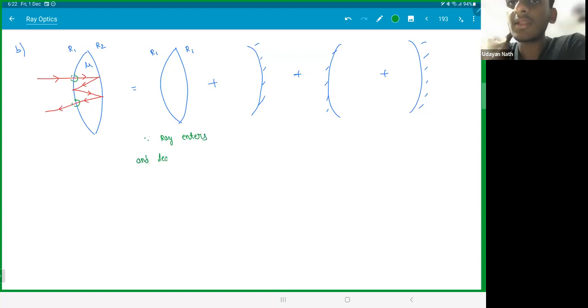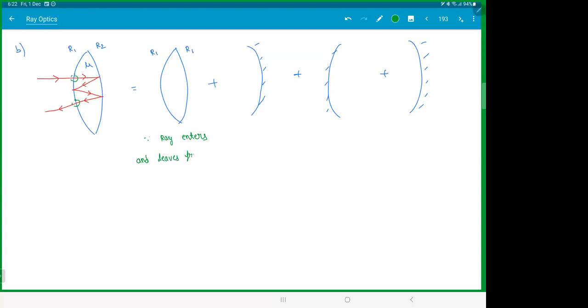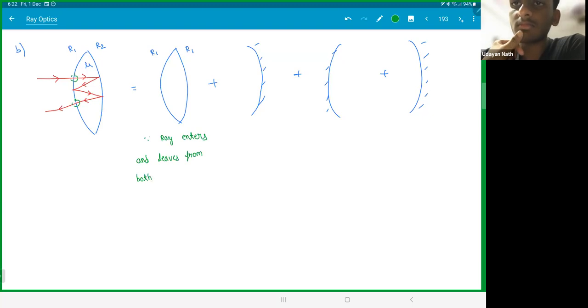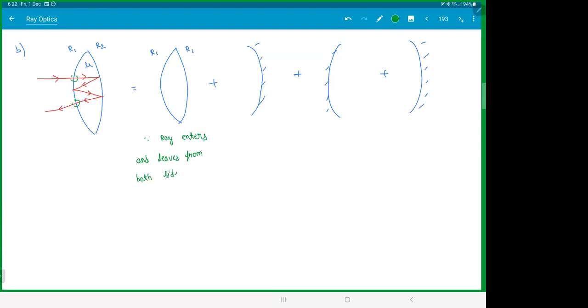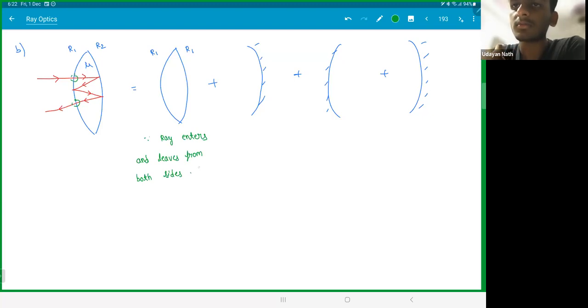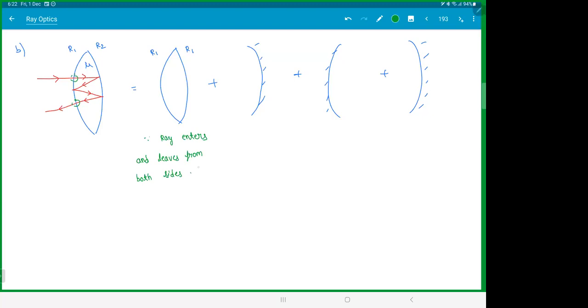Sir, it is a mirror then, right? Where? The whole system. Okay, so fine, that is okay. But what kind of lens is this? It's a combination of lens plus mirror, no, Udayan?